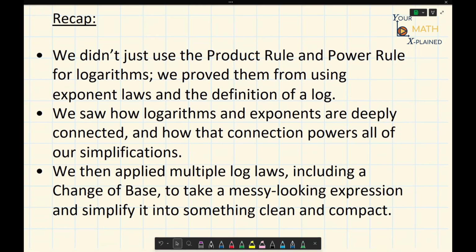Okay, so now let's go ahead and do a quick recap of everything that we went over. So we didn't just use the product and power rule here. We actually learned how to prove them using the definition of a log. We saw how logarithms and exponents are deeply connected and how that connection powers all of our simplification. And then finally, we went over how to simplify a complicated looking log expression using various log laws.